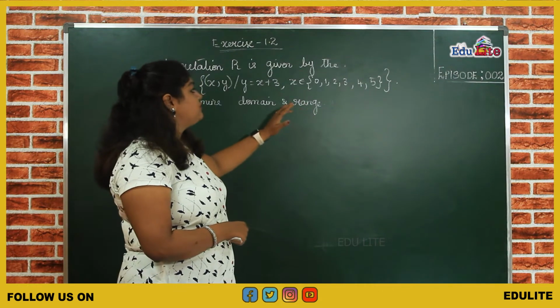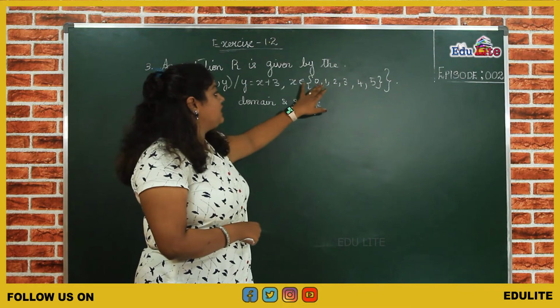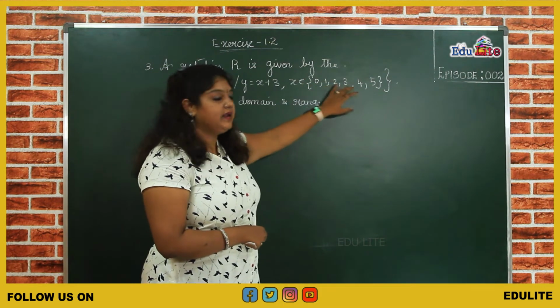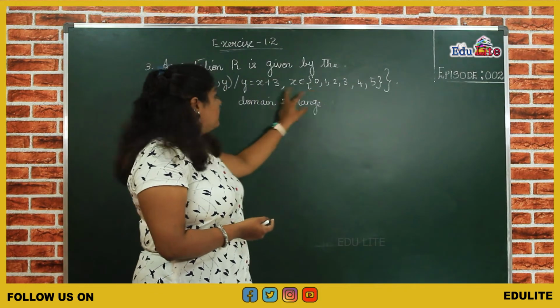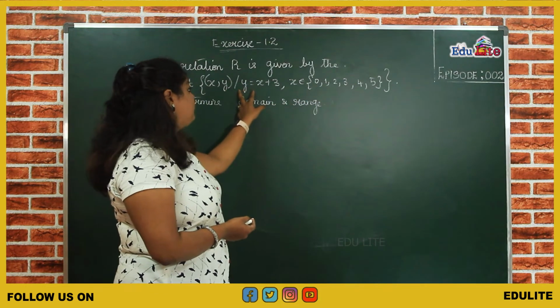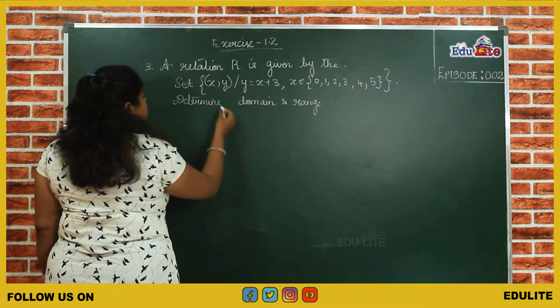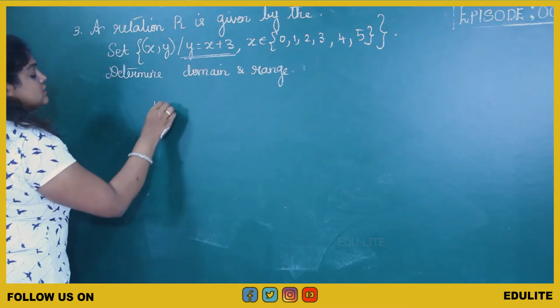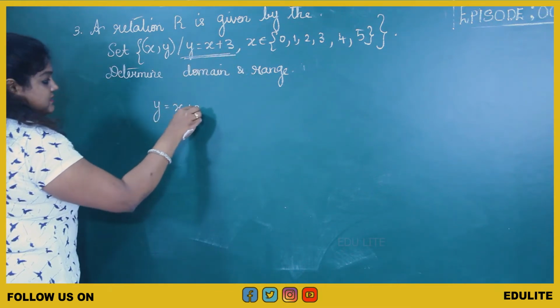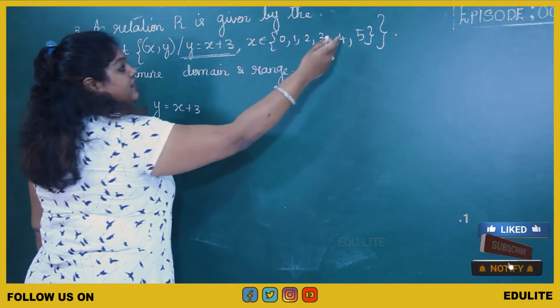It is very easy to find because the domain value is already given, since we will consider the values of x as domain and the values of y as range. So domain is already given. With this set builder form, we will find the range. Write it as domain and range. The equation, that is the set builder form given to us, is y equals x plus 3, and the values of x are also given. One by one we will find them.